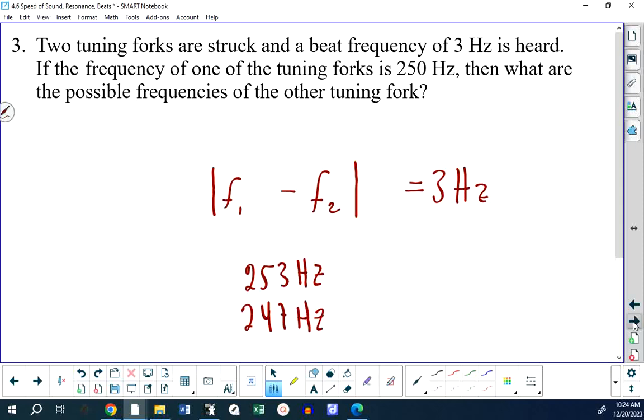For those of you in Math 20, you could solve this equation by breaking it into 2 equations, one where 250 minus x is greater than or equal to 0, and that will, I believe, end up giving you 247, and then one where 250 minus x is less than 0, and that will give you 253. For those of you not in Math 30 or Math 20, don't worry about it, okay? That's the answer to the question.